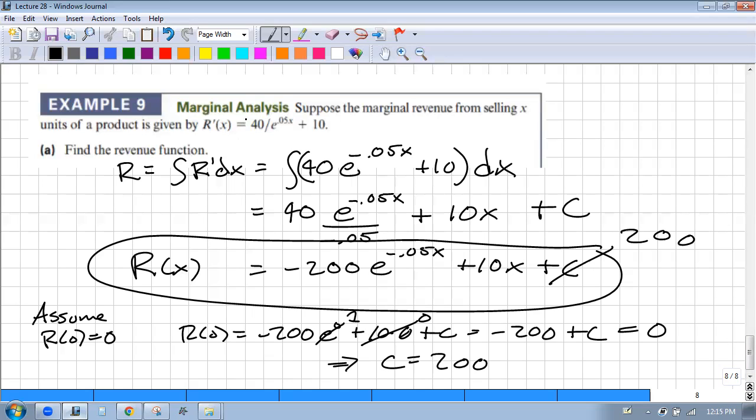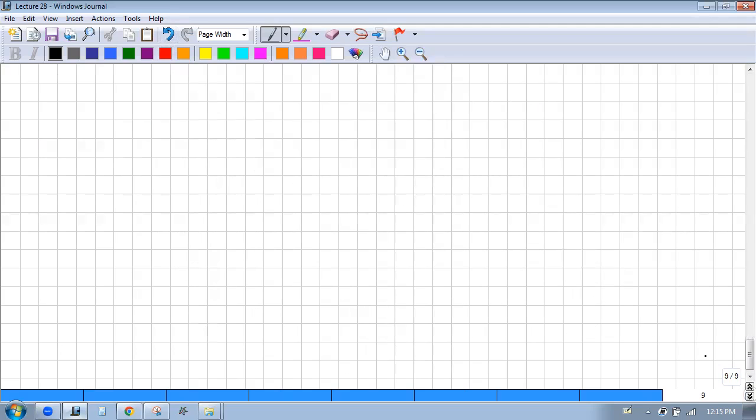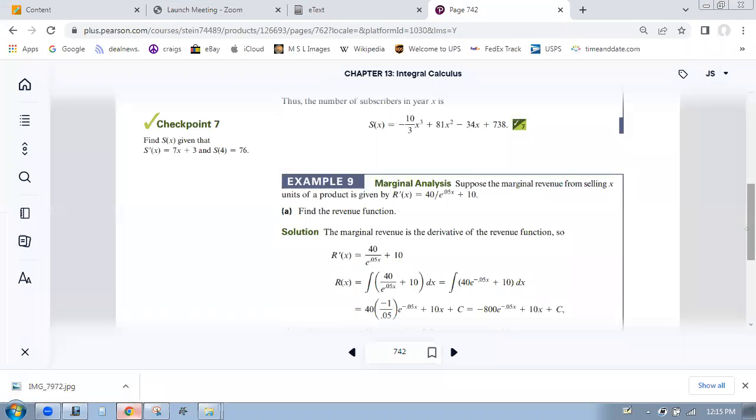I don't know if we're supposed to do that or not. They just said find the revenue function. Well, if you have a C there, that's a class of revenue functions, but what is the revenue function? I guess that's how we do that, right? Makes sense to me business-wise anyways.